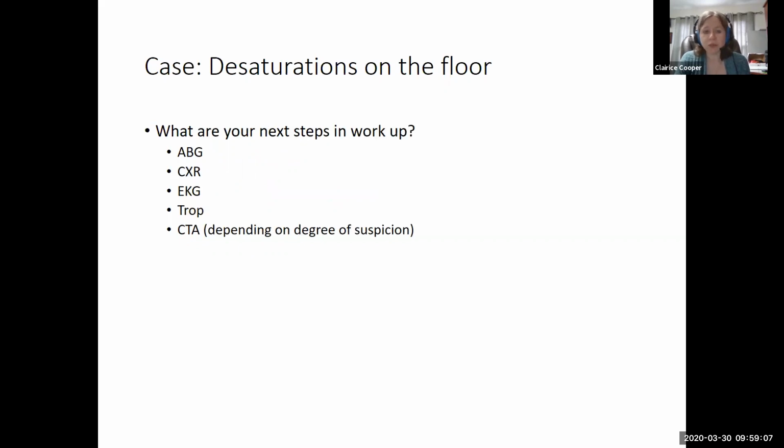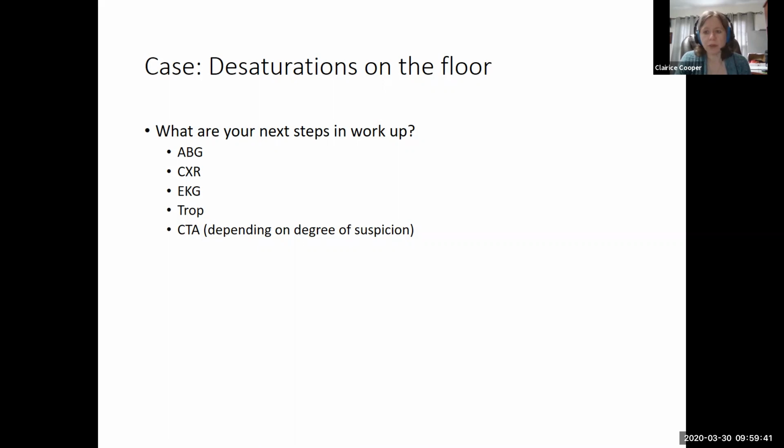Next steps in your workup should be guided based on your differential diagnosis. So you may get an arterial blood gas looking for an AA gradient. A chest x-ray is critical. You're looking for pneumonia, looking for fluid overload, or other unexpected findings. An EKG and troponin should be considered if MI is in your differential, as it should be. And then depending on your degree of suspicion, you may want to consider a CTA to rule out PE.